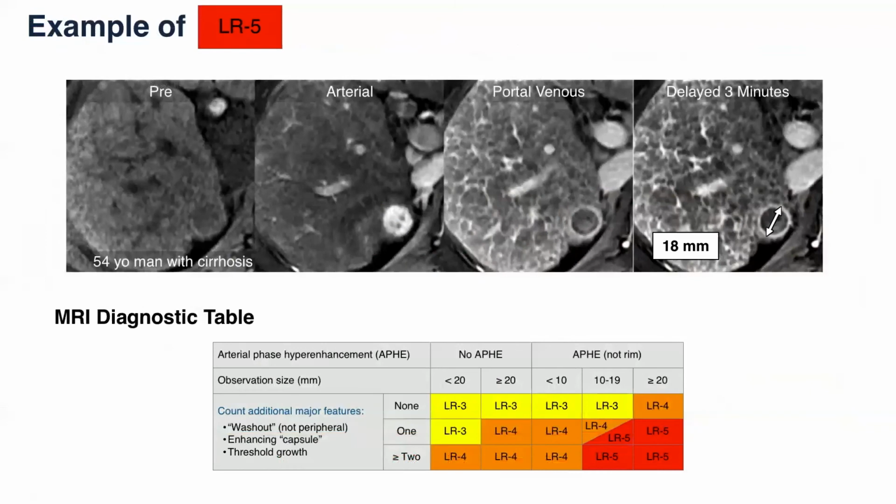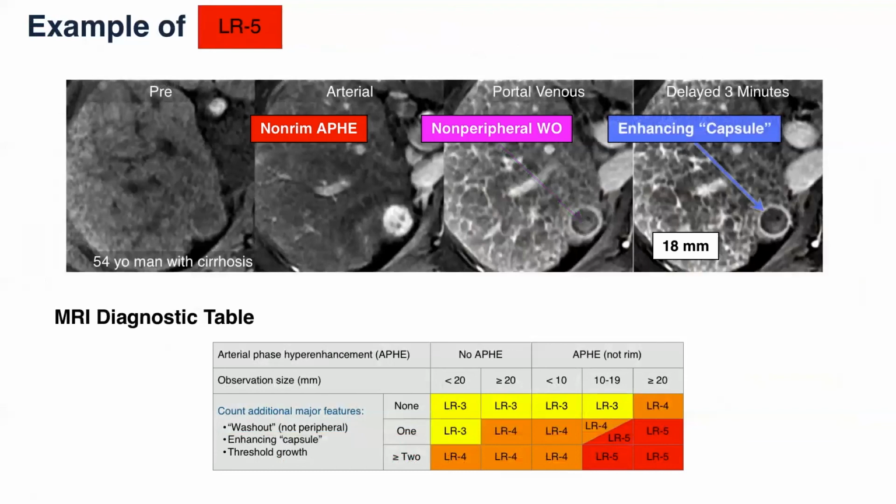We like to measure observations on the portal venous or delayed phase if they are visible on the portal venous or delayed phase. We try not to measure observations on the arterial phase unless the observations are visible only in the arterial phase. We measure from outer edge to outer edge. This observation is 18 millimeters. Notice that this observation has APHE. It enhances more than background liver, and this APHE is not rim-like. Notice that this observation washes out to become darker than liver in the portal venous phase, and this washout is not peripheral. This is non-peripheral washout. The whole thing washes out.